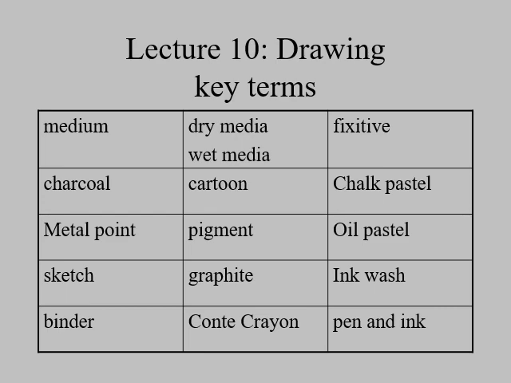Graphite is pure carbon. It's what's in your pencil. It never had lead in it. There's no lead in graphite. Conté crayon is a composite of clay and graphite, invented by the French, by Nicolas Conté. Fixative is what you use to hold charcoal down to a page. It's also used to hold pastel down to a page so it won't smudge and so the colors don't blend together. Chalk pastels and oil pastels are kind of fancy crayons.